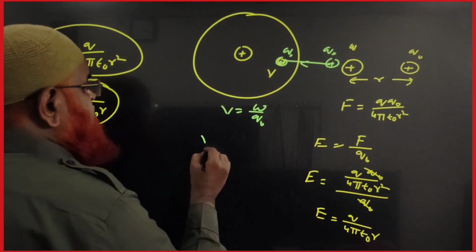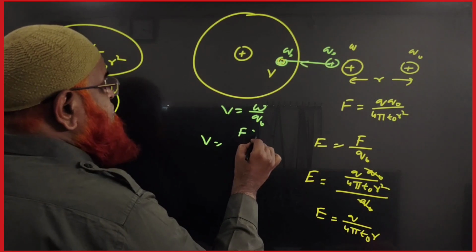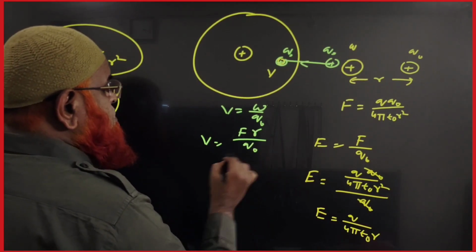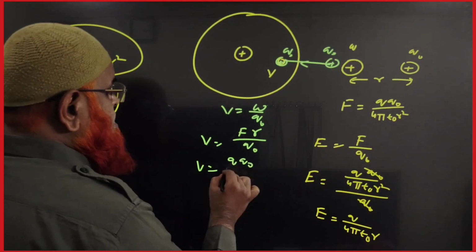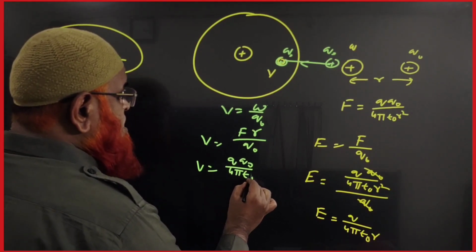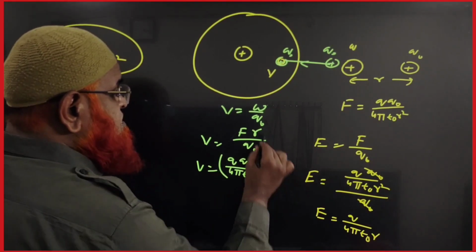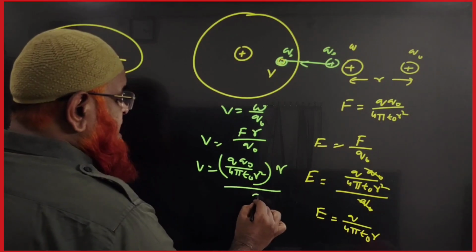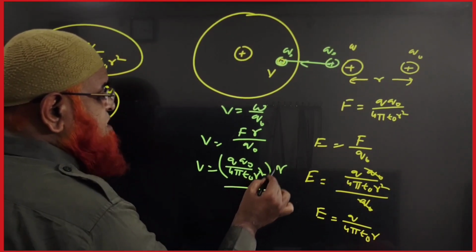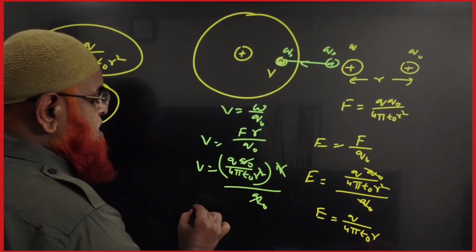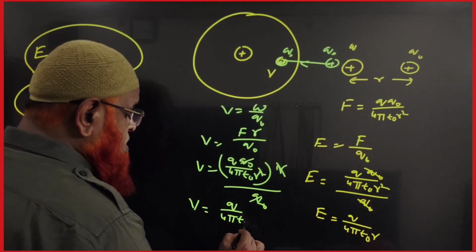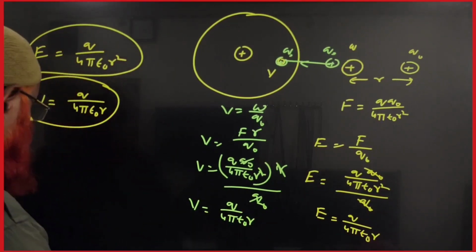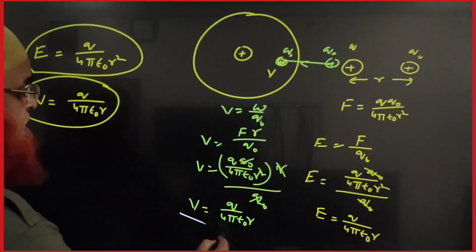So for the electric potential formula, work done is nothing but force into displacement, divided by Q naught. What is the force here? We got the force: Q Q naught by 4 pi epsilon naught into R square is the force, and already one R is there, and here one Q naught is there. R square gets cancelled, R gets cancelled, Q naught gets cancelled. What is left now? Q by 4 pi epsilon naught into R. This is going to be your formula for electric potential.